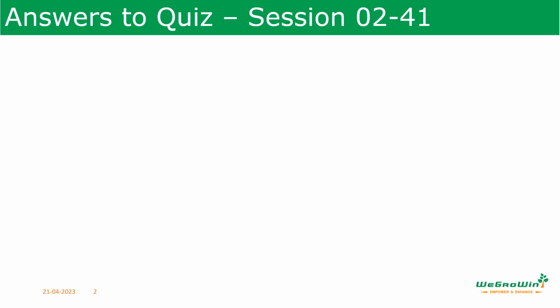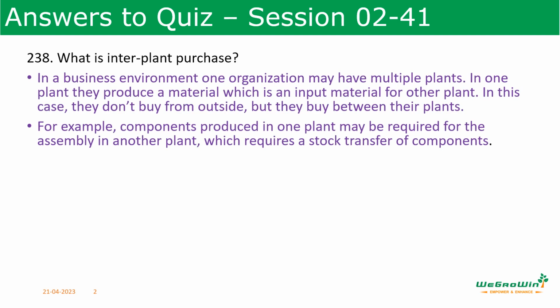Before going into the session, let us review the answers for the previous session. What is interplant purchase? In any business environment, one organization may have multiple plants. In one plant, they produce a material which is an input material for another plant. In this case, they don't buy from outside, but they buy between their plants. For example, components produced in one plant may be required for the assembly in another plant, which requires a stock transfer of components. This is the interplant purchase.